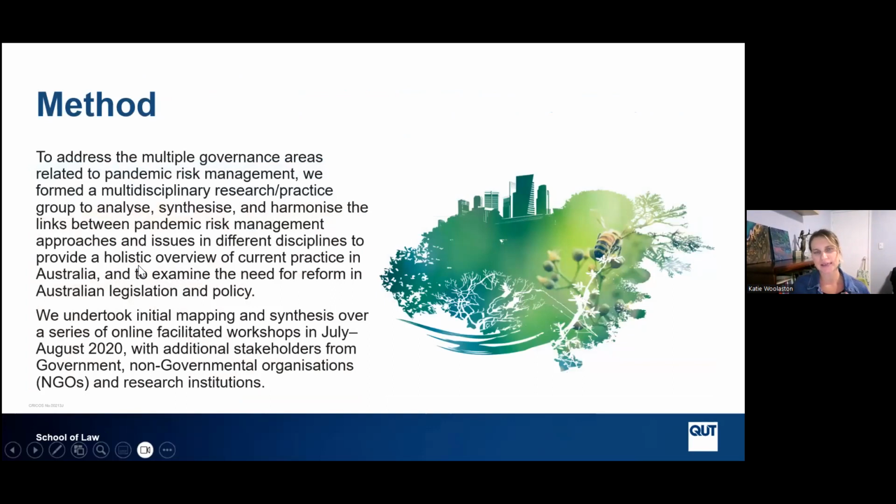So we took these things that were missing from the literature, and to address the multiple governance areas that come into those and that are related to pandemic risk management generally, we formed a multidisciplinary research group, or a multidisciplinary practice group, to analyse, synthesise and harmonise the links between pandemic risk management approaches and issues in different disciplines, to provide a holistic overview of current practice in Australia, and then secondly, to examine the need for reform in Australian legislation and policy.